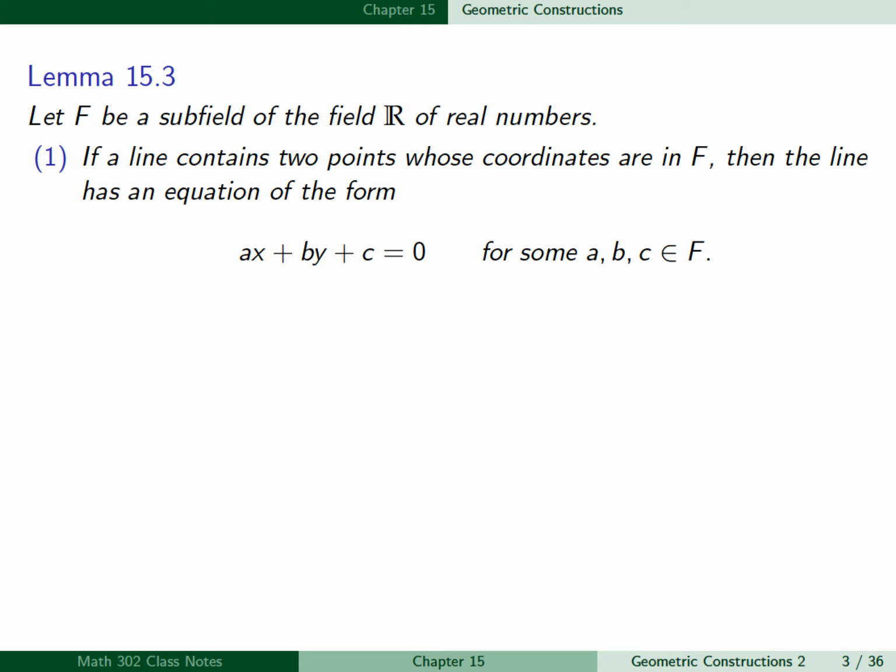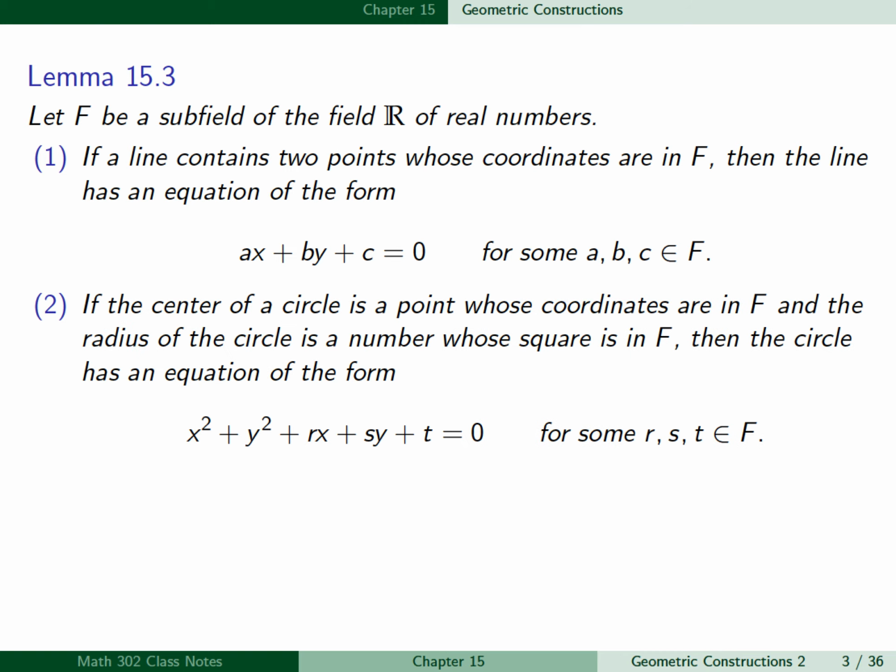The first is Lemma 15.3. Let F be a subfield of the field R of real numbers. First, if a line contains 2 points whose coordinates are in F, then the line has an equation of the form ax plus by plus c equals 0 for some a, b, and c in F. So this is saying that the coefficients of the line belong to F.